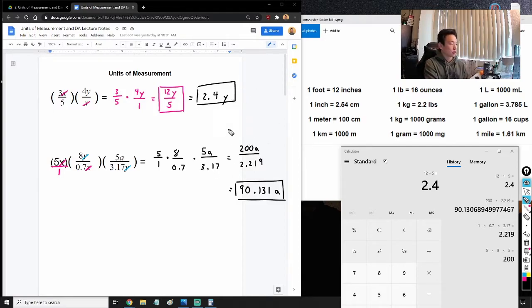Okay, so that's basically how you solve it out. Very simple. The point is, I just want you guys to cancel out whatever's on the top with whatever's on the bottom.